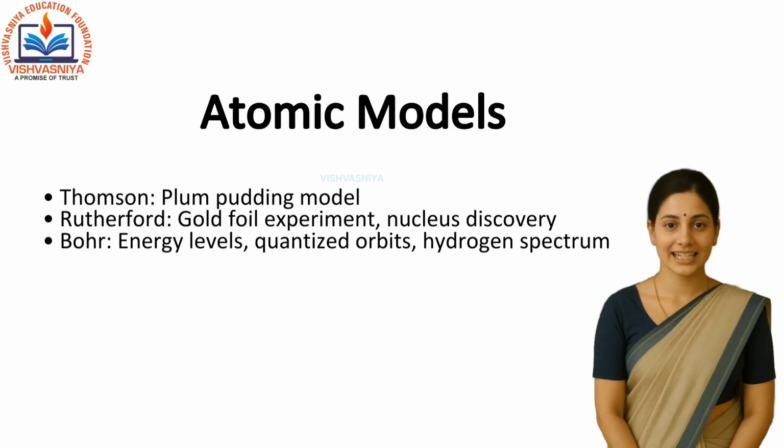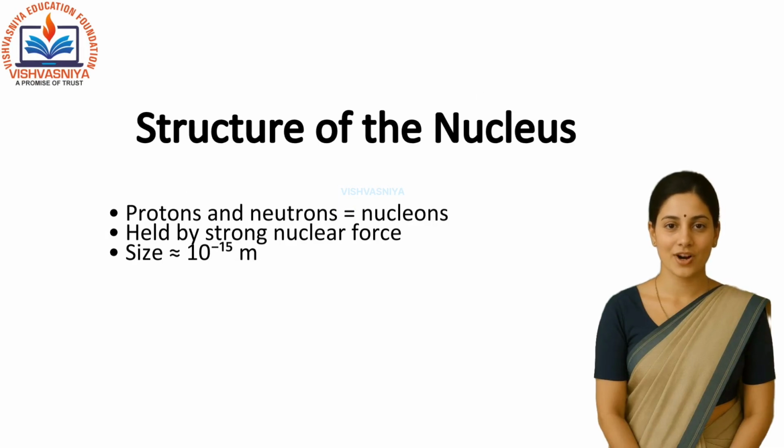Bohr's model: he added structure, electrons revolve in fixed energy levels or orbits. They can jump between levels by gaining or losing energy. This model explained why hydrogen emits light in specific colors. Pretty cool, right? The nucleus is tiny, about 1 femtometer in size, that's 10^-15 meters. It holds protons and neutrons together with something called the strong nuclear force, the strongest force in nature.